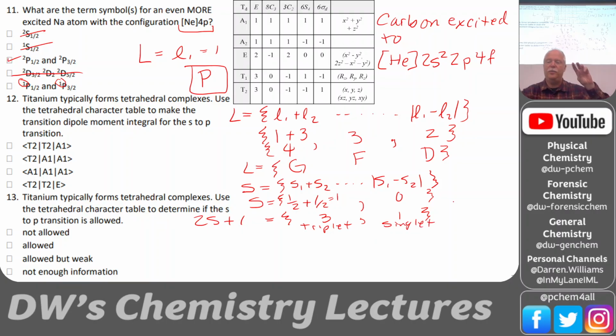So we take a triplet and a singlet and we put it on the G. So we have triplet G, singlet G. We have a triplet F and a singlet F. And we have a triplet D and a singlet D. Now we have 6 different problems to do, where I don't have enough space.